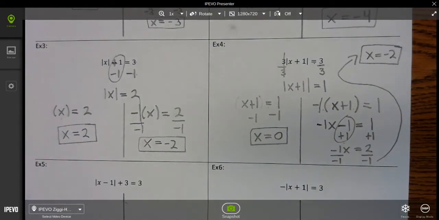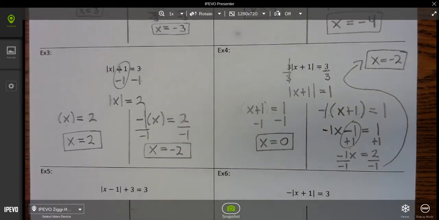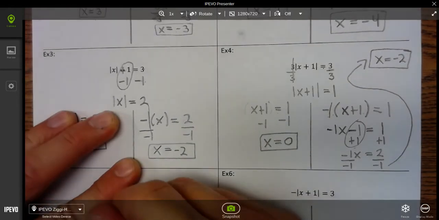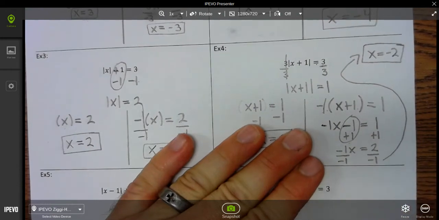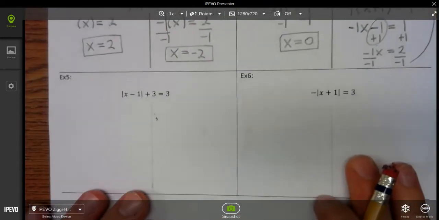All right, so again, pause the video and try example 5. And then once you've worked it, play the video and see if you did the work correctly. All right, let's look at example number 5.